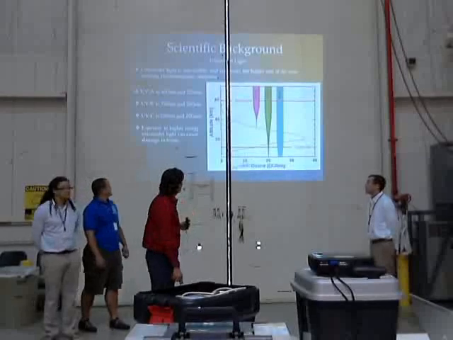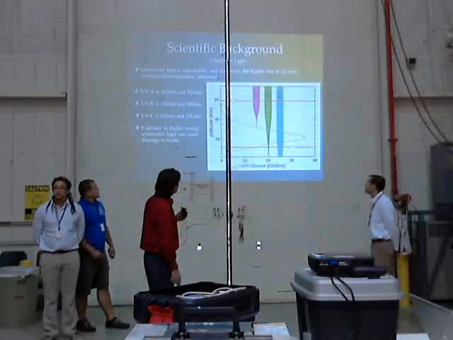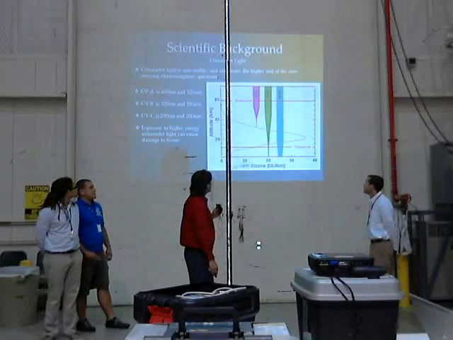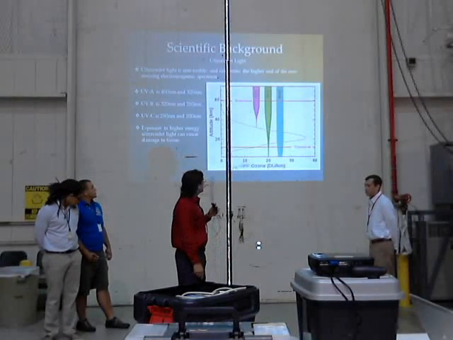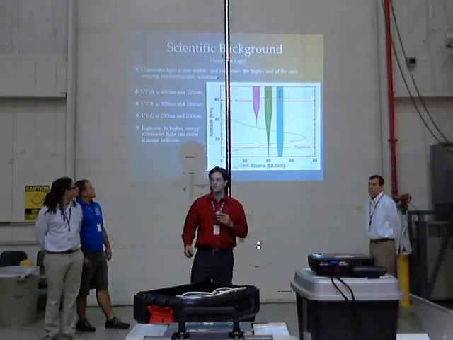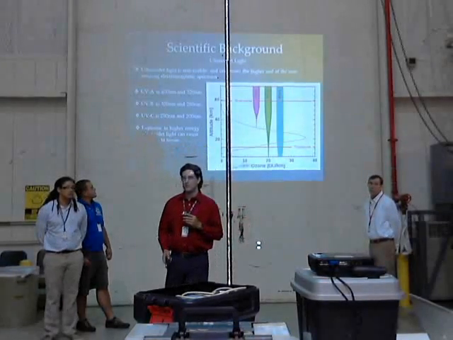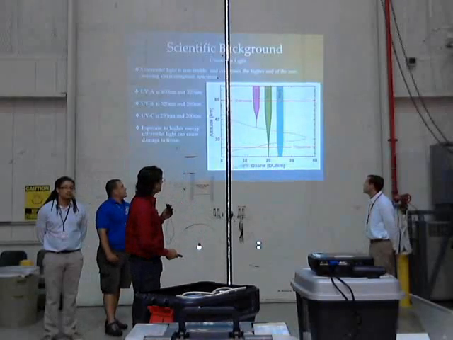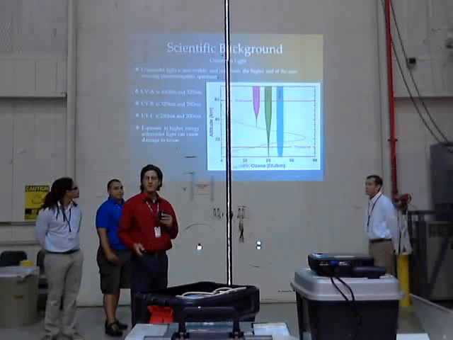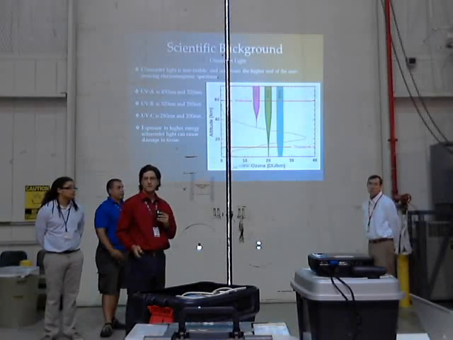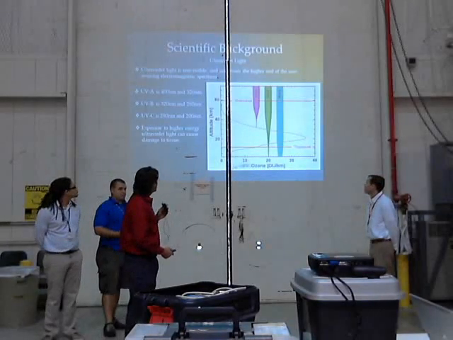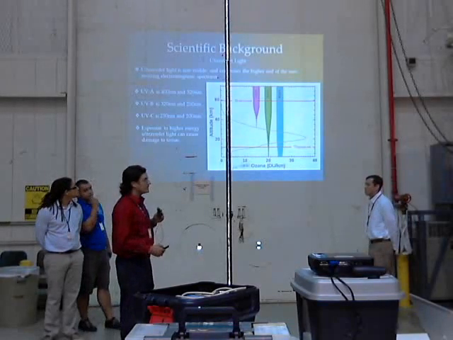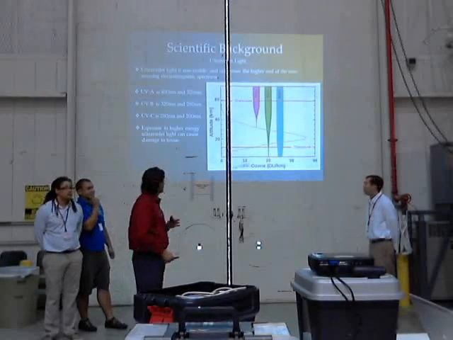We don't actually expect to see any of the UVC since it gets filtered out pretty high up there. But the UVB and the UVA both reach the ground, though we do get some filtering of the UVB. So we're using basically our UVA as a reference for everything, since even on the ground we can see most of the UVA. UVB, on the other hand, we're going to measure, and if we get UVC, that will be cherry on top.